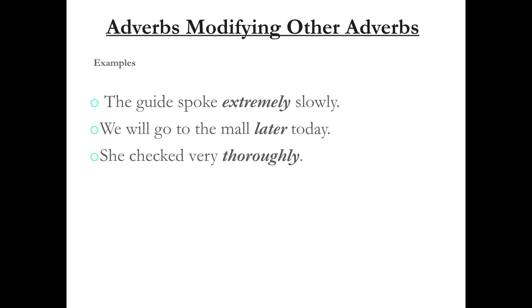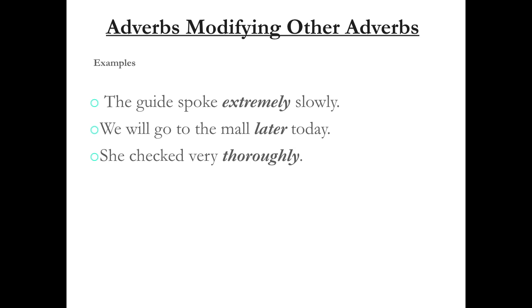Adverbs also modify other adverbs, so that's confusing. Again, here are a couple of examples. Once again, we should always identify our verb and our subject, and if there's an object, not a bad idea to identify that too. For instance, the guide spoke extremely slowly. Our verb in this one is spoke. Who's speaking? The guide is speaking. How are they speaking? Slowly. So that's our adverb modifying the verb. It's telling us how he was speaking. He was speaking slowly. How slowly was he speaking, or to what extent was he speaking slowly? Extremely slowly.